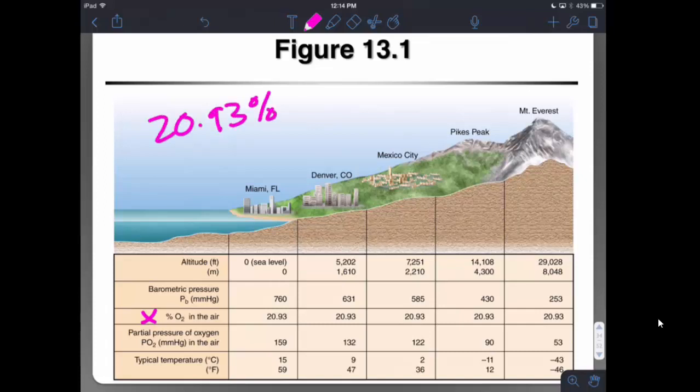Okay, just as the percentage of CO2 is 0.03, the percentage of nitrogen is always 79.04. So it doesn't matter if you're at sea level in Miami, Florida, or if you are up at 29,000 feet on Mount Everest, oxygen is always 20.93%. It's a constant. Okay? What does change, however, is the barometric pressure. Okay, so if we're at sea level, the air is dry and it's 32 degrees, we're going to have a barometric pressure of 760.